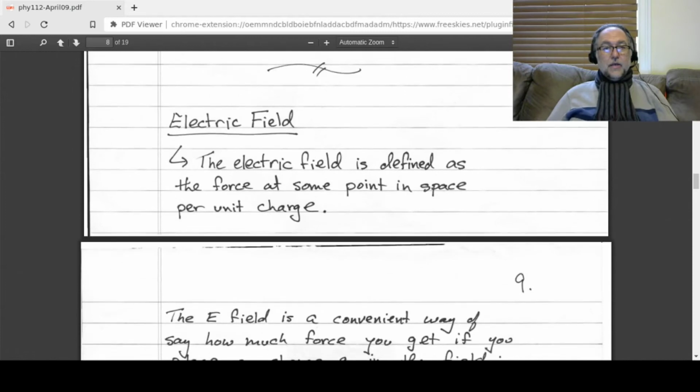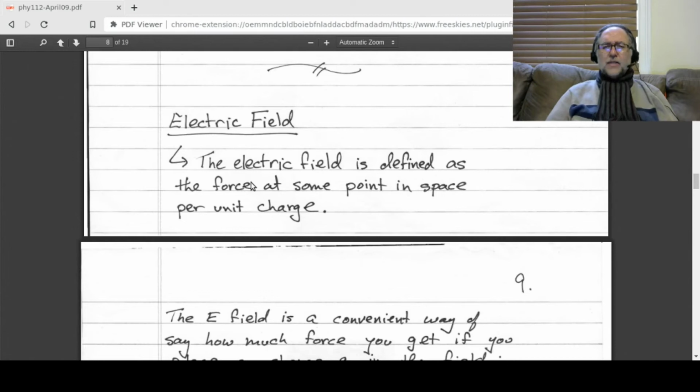All right. Next topic. Electric field. Let me give you the definition of an electric field first, and then try to tell you why it's kind of an interesting idea. Basically, an electric field is defined as the force at some point in space divided by the amount of charge at that point in space. So it's basically the amount of force you get per unit charge.